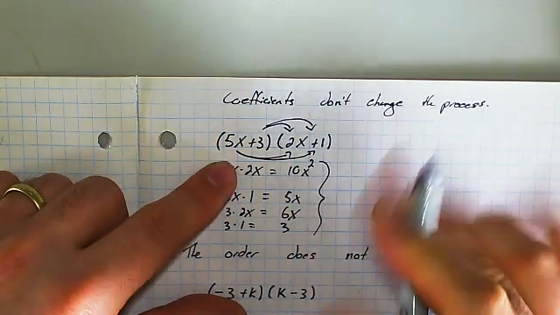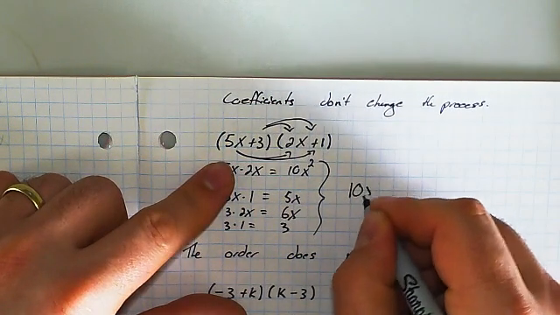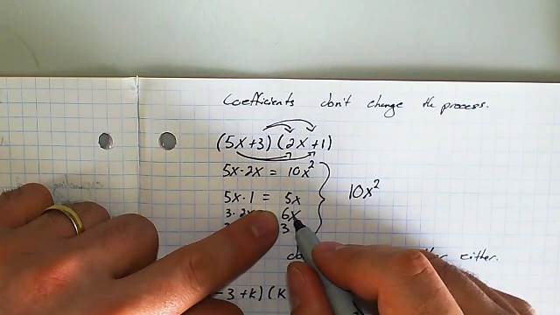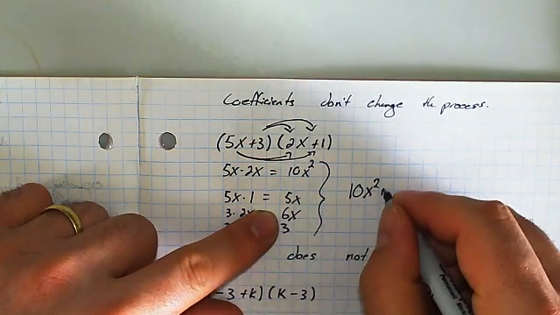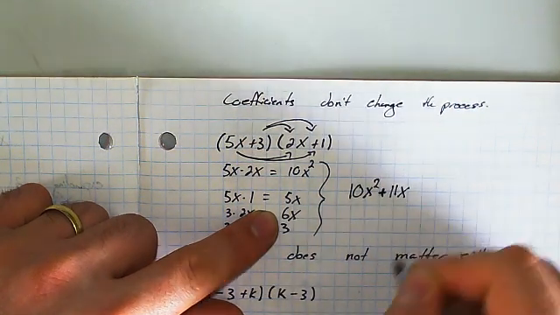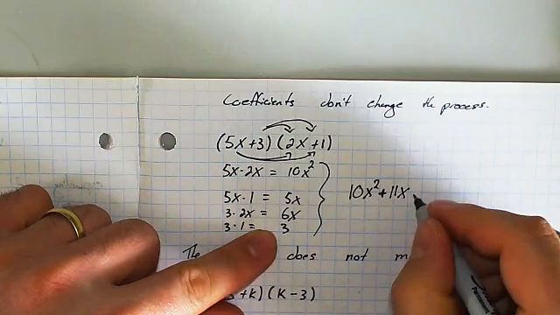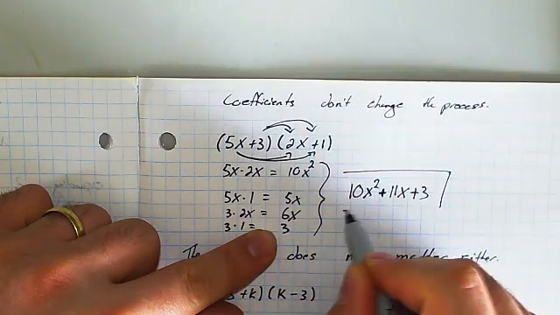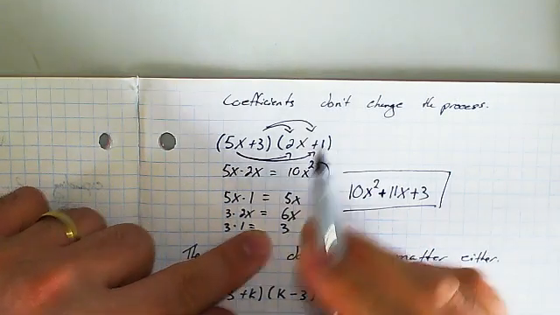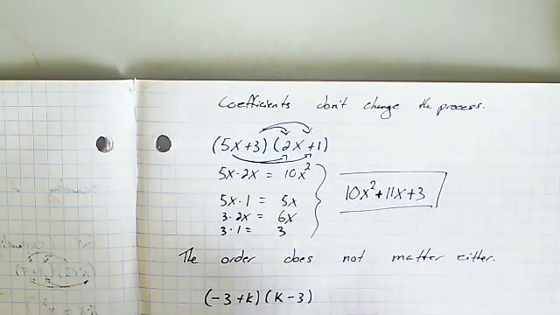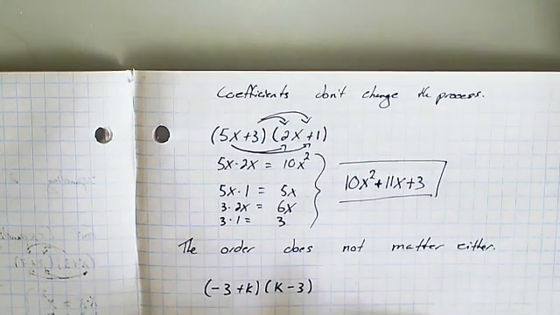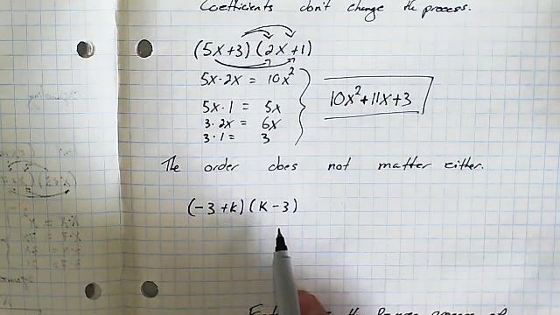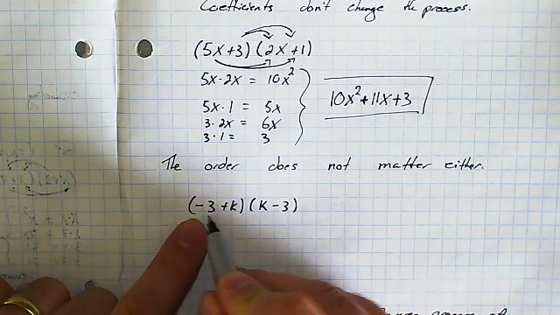Again, combine all my like terms. There are no other x squared terms, so I leave that alone. So I get 10x squared. 5x and 6x I can combine, both positive, so that turns into 11x. My last term is plus 3. So the coefficients don't change anything you really do, it just adds a few extra steps. The order doesn't really matter either. I can have my numbers in front or numbers behind.